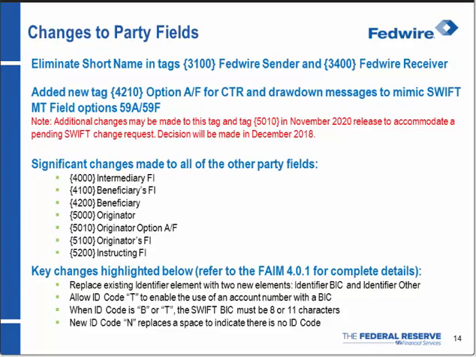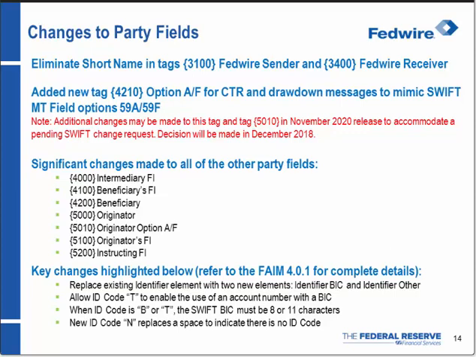On this slide, we're summarizing all the changes we're making to the different party fields that are included in the message. At the beginning, we're eliminating the short name data element in tags 3100 and 3400. Today, the short name is optional, and we're just going to be eliminating it in this release.